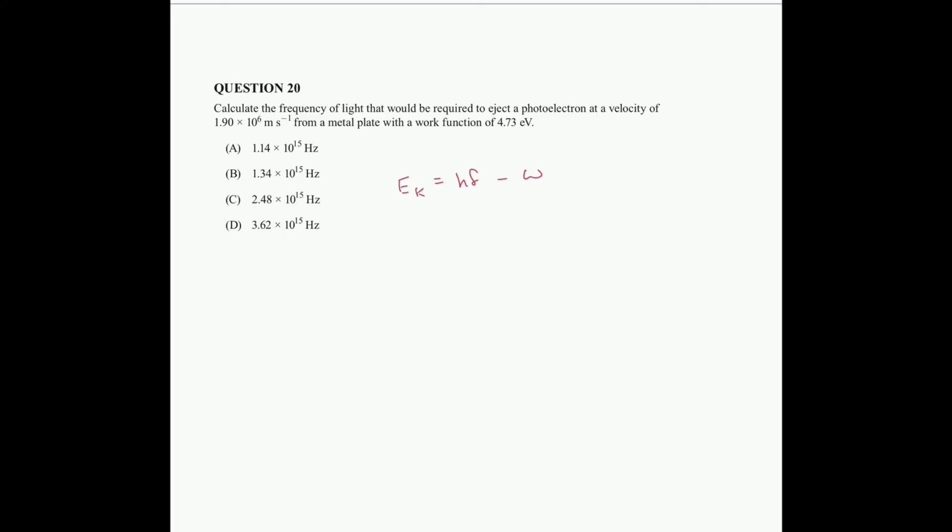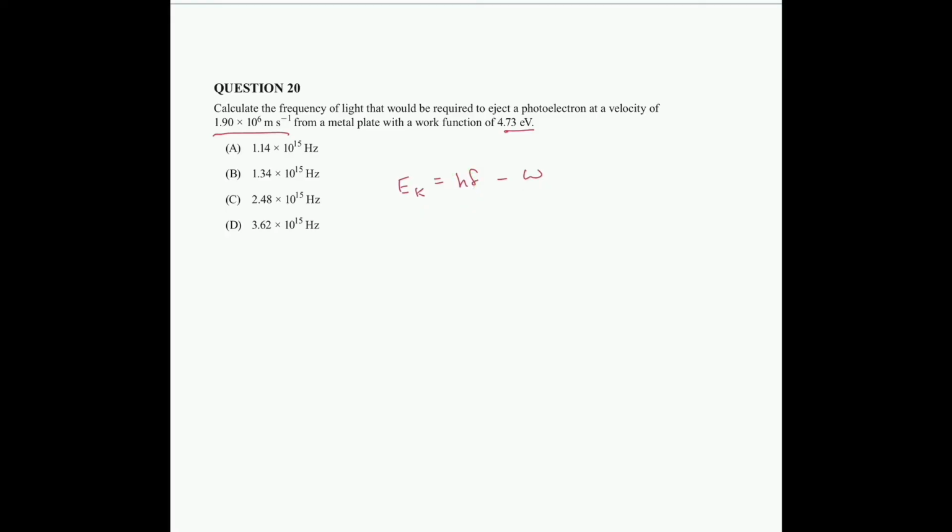Here we've been given some variables, our velocity, and we've also been given the work function, which is 4.73 eV, electron volts. What we need to remember is that using Planck's constant requires us to use joules, and the same goes for calculating our kinetic energy in joules, so too must our work function be in joules. We can't have a mismatch of our energy units.